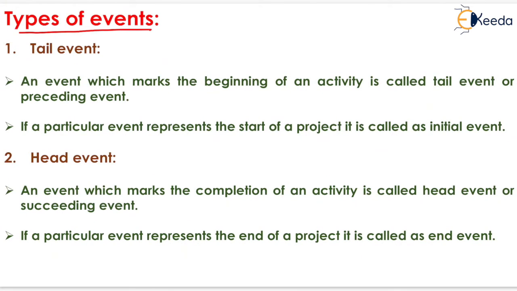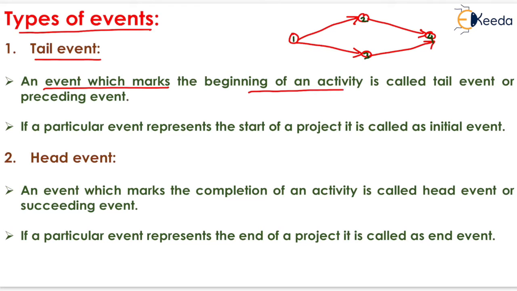Now types of events. The first one is the tail event. So we will prepare a diagram like this, that is events 1, 2, 3 and 4. Now the definition of tail event is shown here. An event which marks the beginning of an activity is called the tail event or preceding event. It means that the event which shows the beginning of a particular activity is known as tail event. Here event 1 is the tail event for activity A as well as for activity B. Event 2 is the tail event for activity C and event 3 is the tail event for activity D.